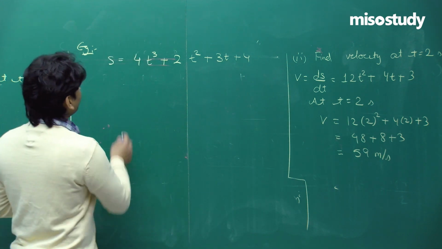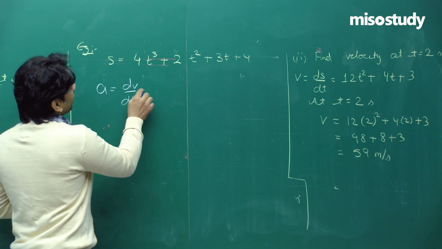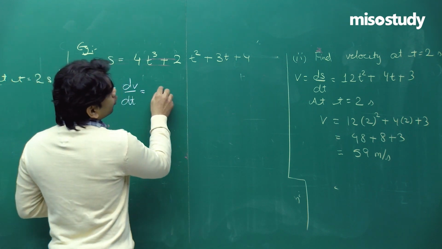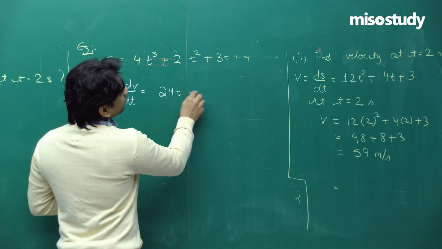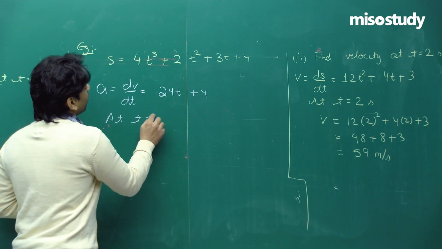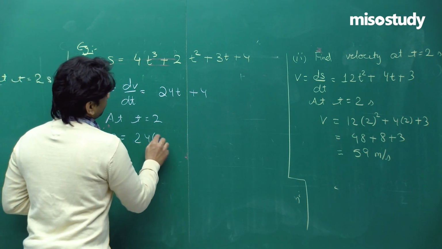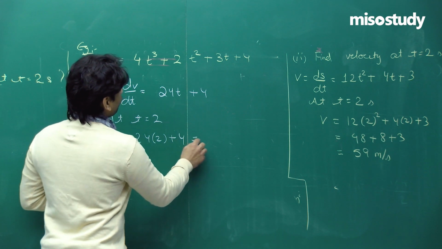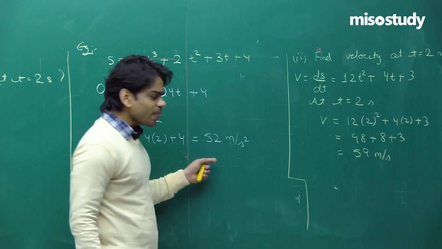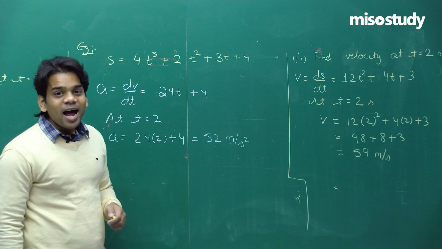Acceleration is dv by dt, and as we differentiate, we'll be getting 12 into 2, 24t, plus 4. This is the value. So at t equals 2, see what we will get. a will come out to be 24 multiplied by 2 plus 4, 48 plus 4, that is 52 meter per second square. So this is the value of acceleration at t equals 2 seconds.